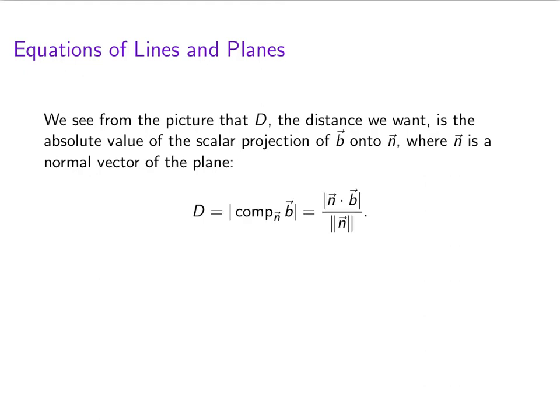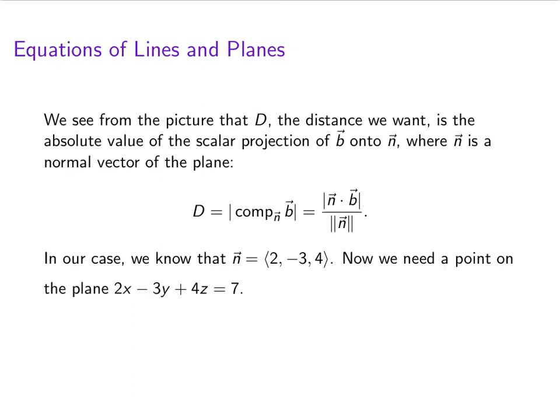So D, which is equal to the absolute value of the scalar projection of B onto N, is equal to the absolute value of N dot B over the length of N. Now in our case, the vector N is (2, -3, 4).